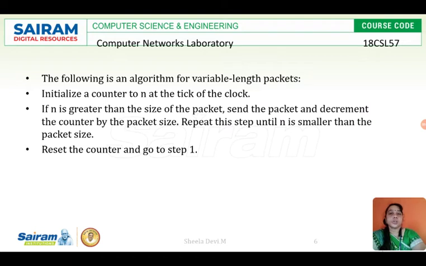Initialize the counter to n at the tick of the clock. So for every tick, the counter is set to n. If n is greater than the size of the packet, where n is the bucket size, send the packet and decrement the counter by the packet size. Repeat this step until n is smaller than the packet size. Reset the counter and go to step 1.